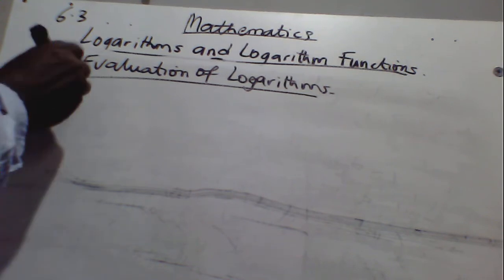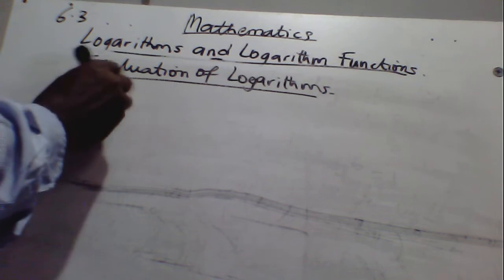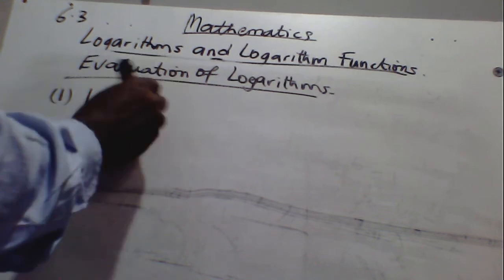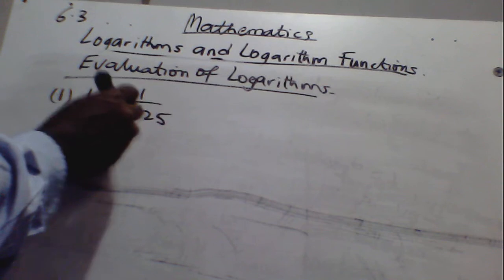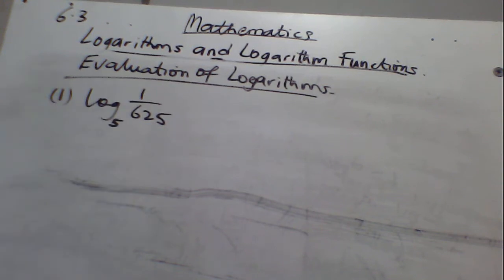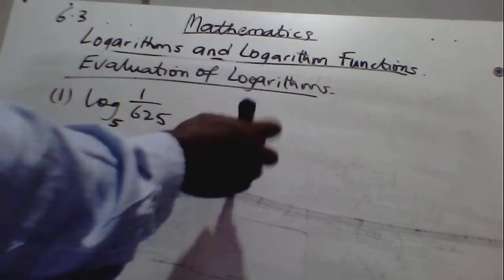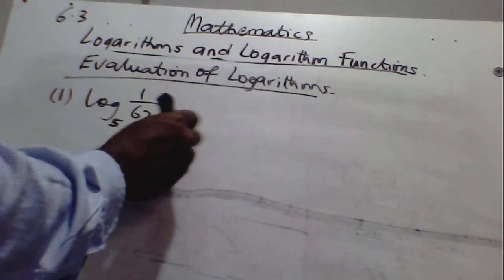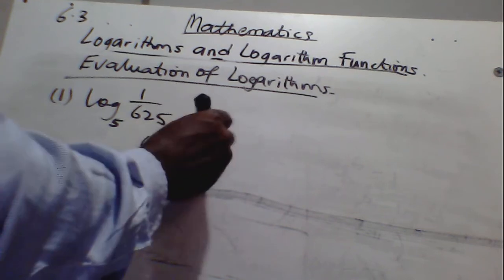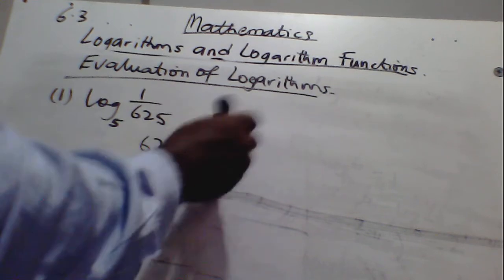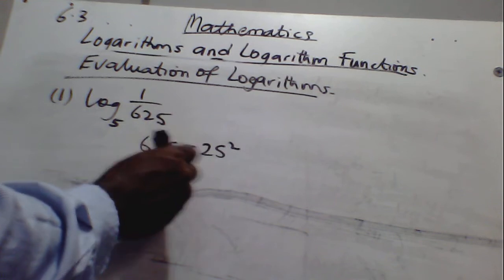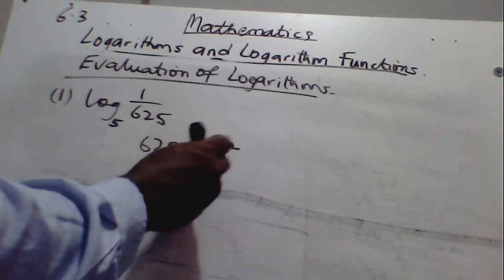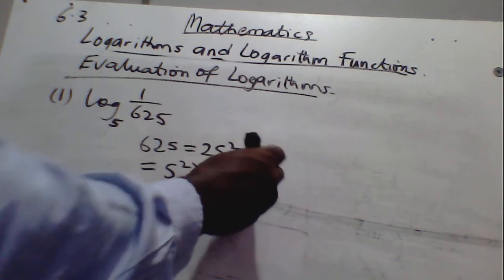So the first is, you are given log of 1 over 625 to base 5. How do you evaluate this logarithm? The first thing is to recognize the value of 625. We know that 625 is the same thing as 25 squared, and 25 squared is equal to 5 squared times 2, because of these 2, to give us 5 raised to the power 4.